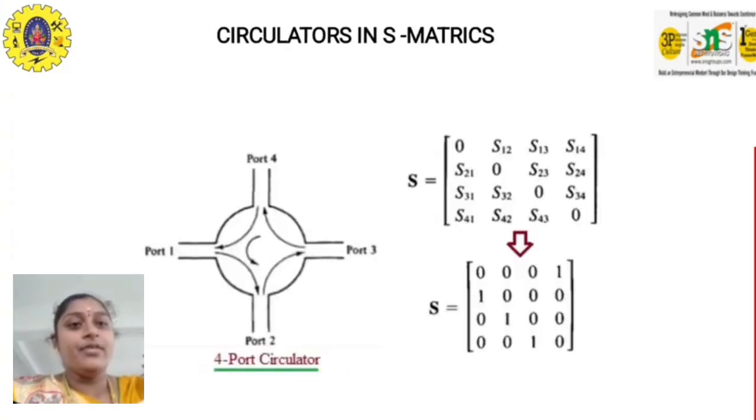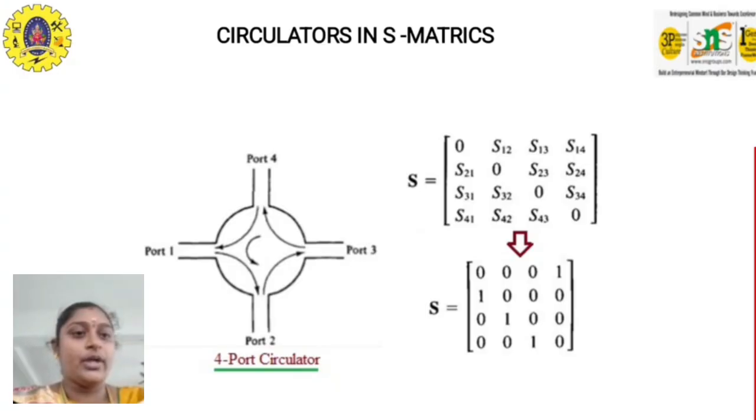Next, we see the device called the circulator, and how the S matrix is represented using the circulator. The circulator also has 4 port networks. In the 4 ports, the waves are traversed by the circulator in the clockwise direction. So in this clockwise direction, the input is given to one port, the wave is guided, and the output is obtained at the output port. S equals 0, S12 and so on. So this is the 4-port circulator.